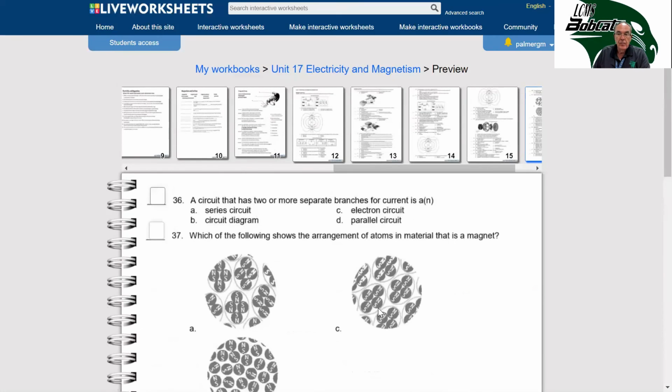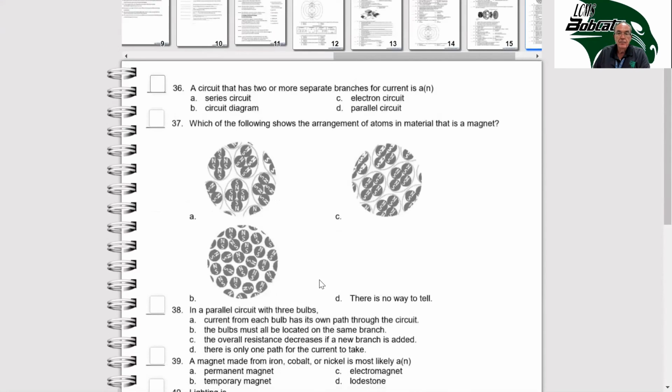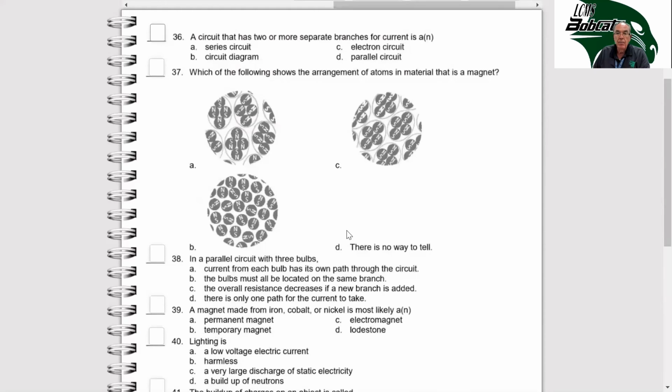All right. So on the last page, a circuit that has two or more separate branches for current to flow is parallel. So that's series circuit diagram, electron circuit, parallel.